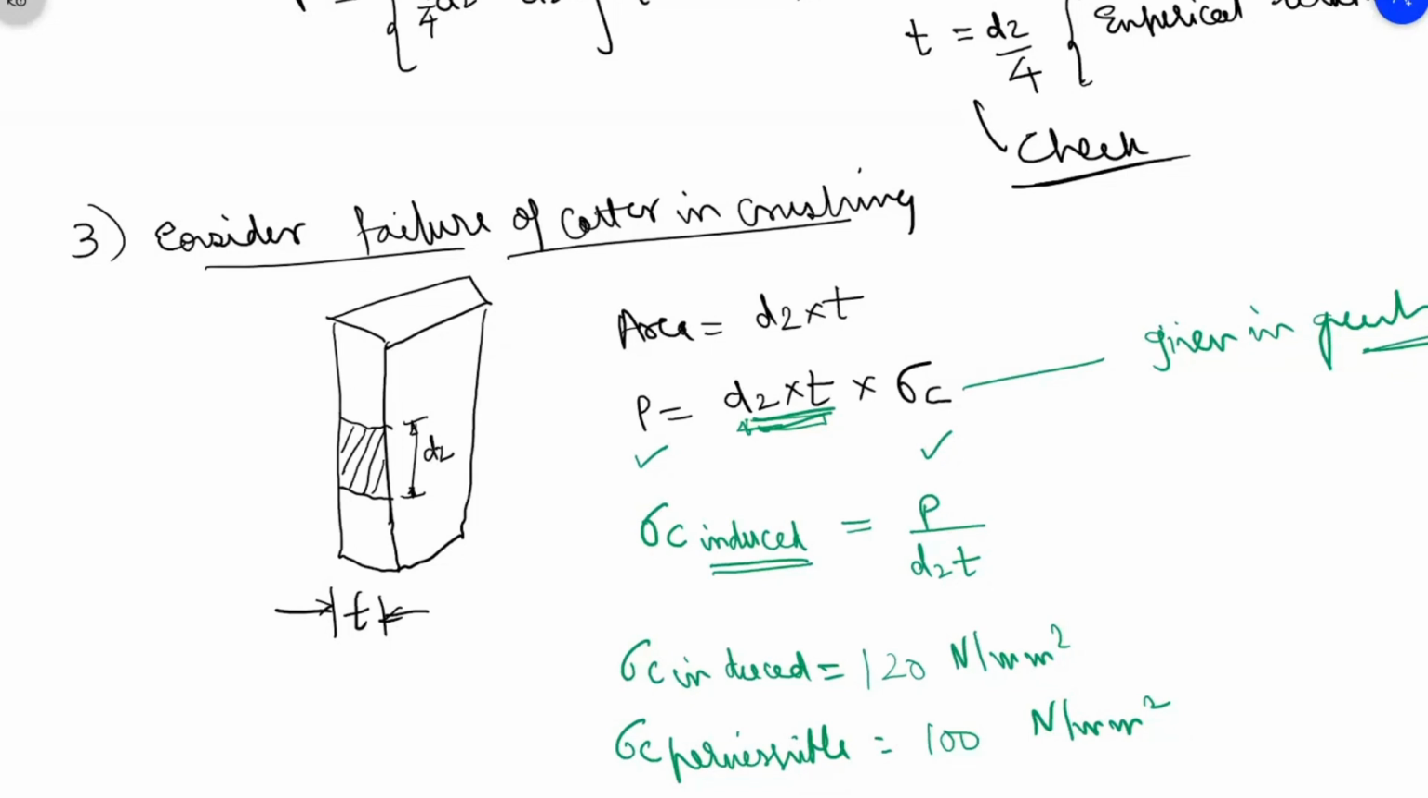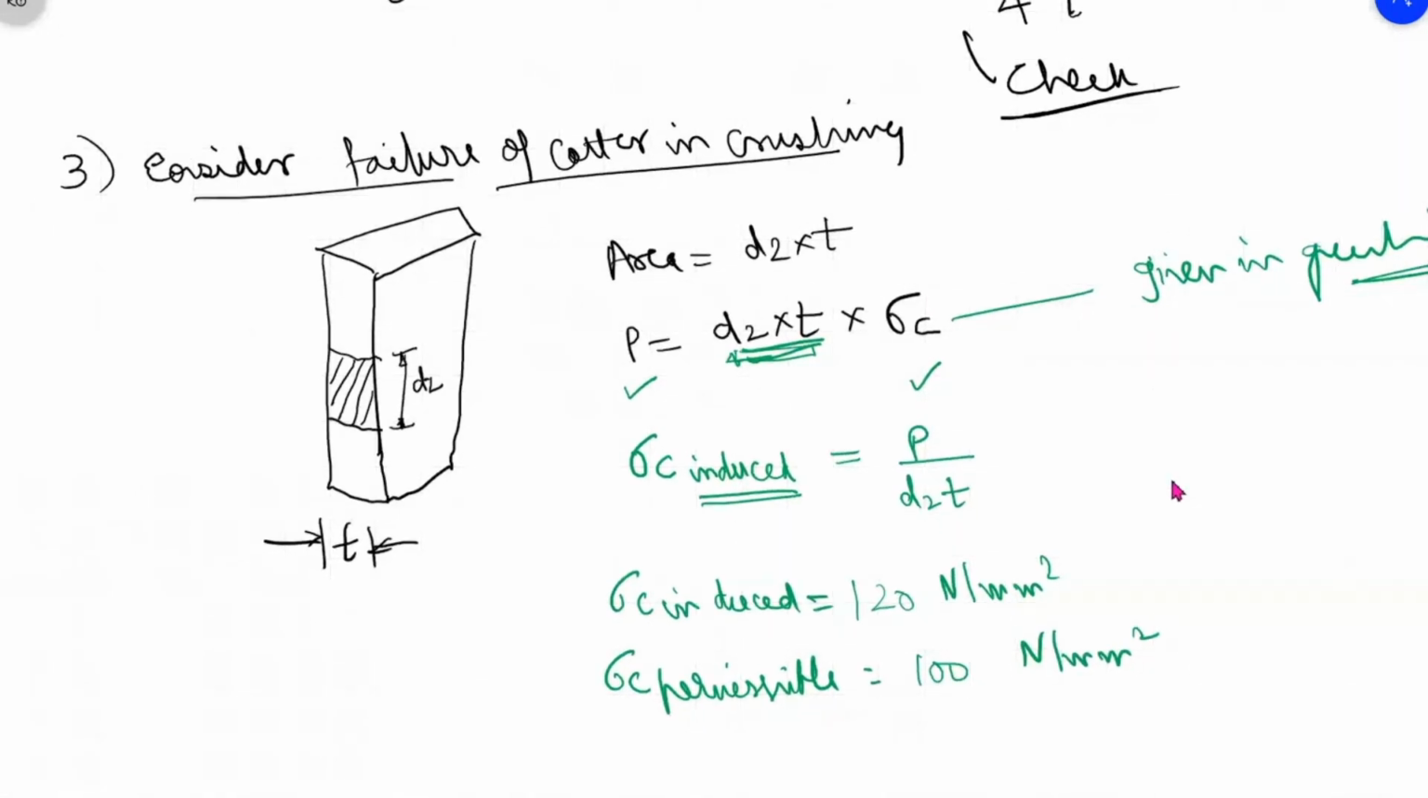So in this case, the empirical relation we used is probably not correct, or the value of D2 we found using that empirical relation is not correct. In such a case, if the value of induced stress is more than the permissible stress, I will write a point here that the design is not safe and we have to re-evaluate. We have to find again the value of D2 and T. So what will we do? In such a case, we'll again find the value of D2 and T.